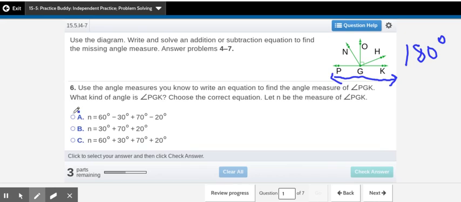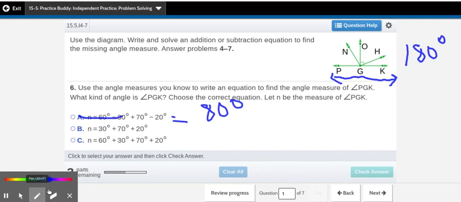No offense to option A, but option A has some subtracting going on, which doesn't make any sense to me. But I'll go ahead and solve them just to see what's up. So if I did 60 minus 30, that will give me 30. 30 plus 70, that'll give me 100. 100 minus 20, that'll give me 80 degrees. That doesn't make any sense. So PGK cannot be 80 degrees right now. So no thank you to A.